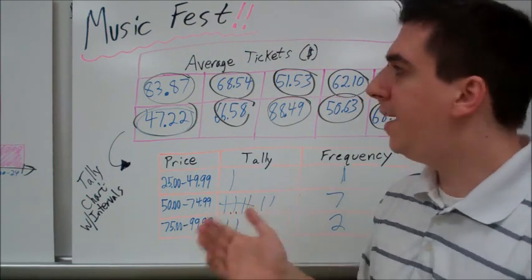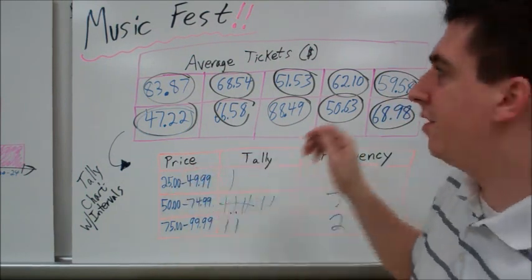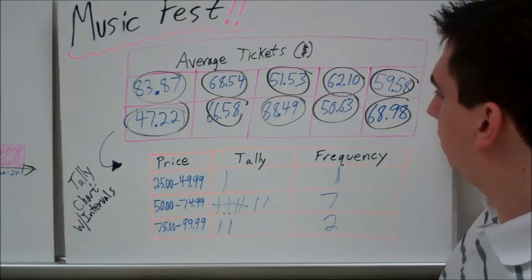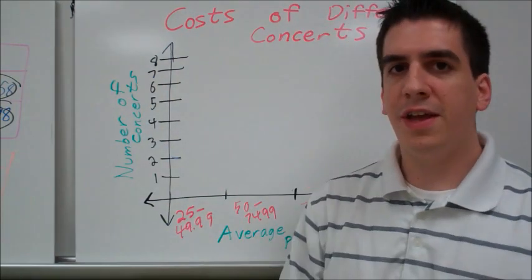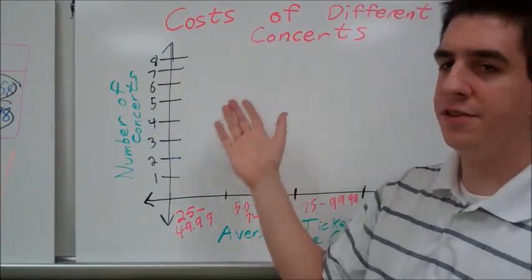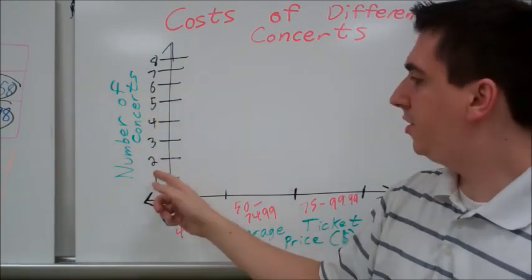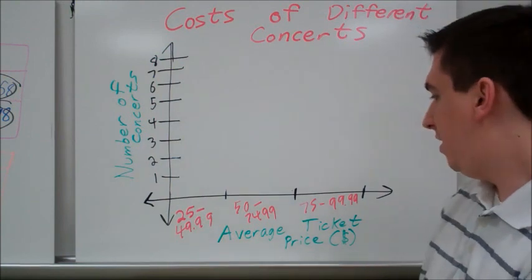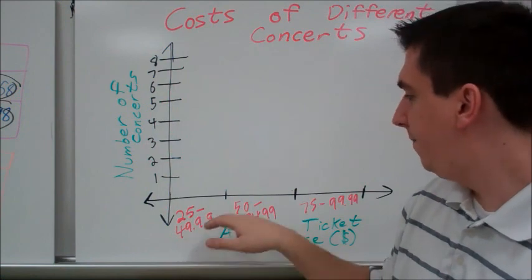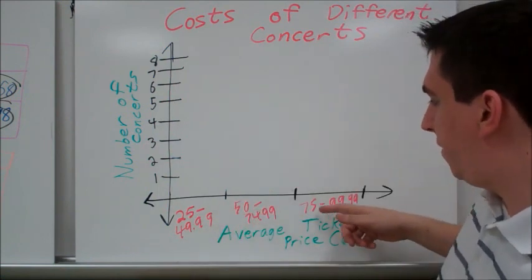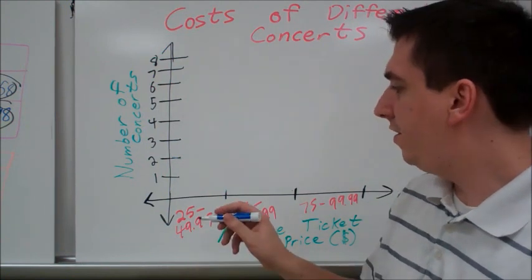Now we're going to actually make a histogram from this. So we're going to use this data right here in this chart to make a histogram. Remember, we need to label our axes. Cost of different concerts. This is somewhat related to what we just did here. We also have our number of concerts, which I labeled by 1s, and our average ticket price, which we have our intervals. $25 to $49.99, $50 to $74.99, and finally $75 to $99.99. We have to fill in those values now.